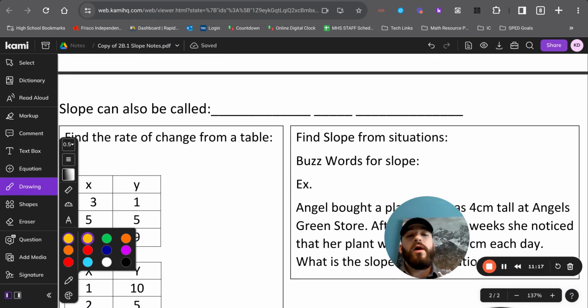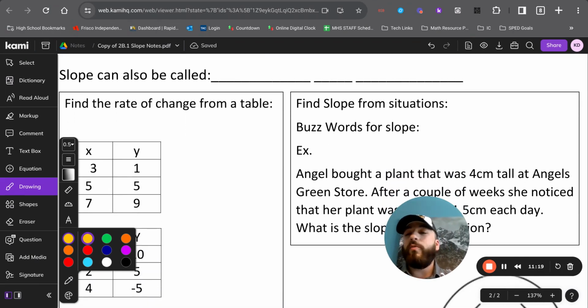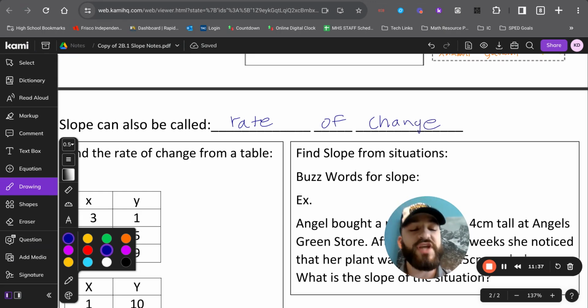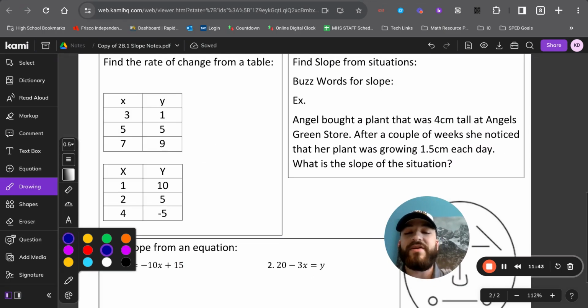Okay. So flip on over to the back, and we're going to kind of talk about slope in some other different contexts. So just a reminder, we started this off, but slope can also be called rate of change. And so sometimes you'll see a question asked for the slope. Sometimes you'll see a question asked for the rate of change. If it asks for the rate of change or if it asks for slope, it's going to be exactly the same thing that you're finding.